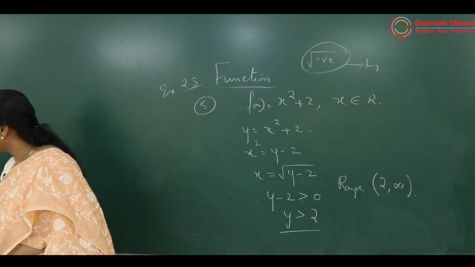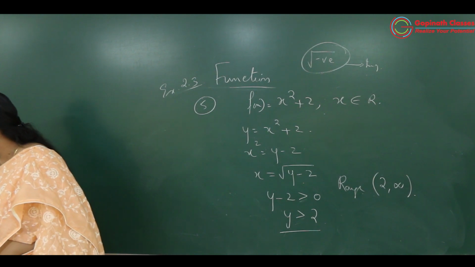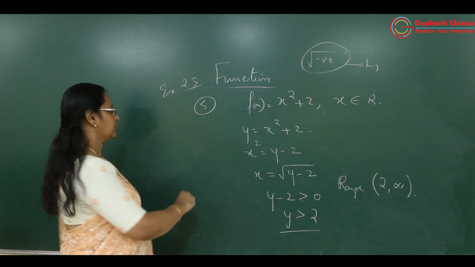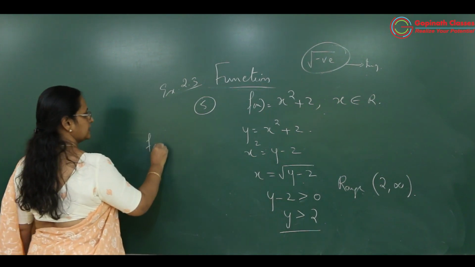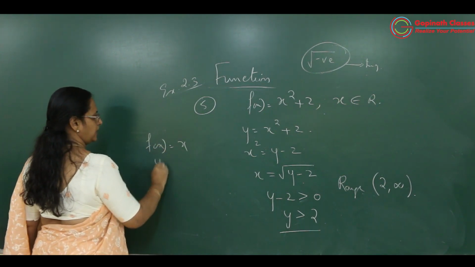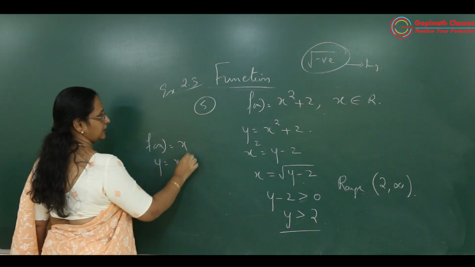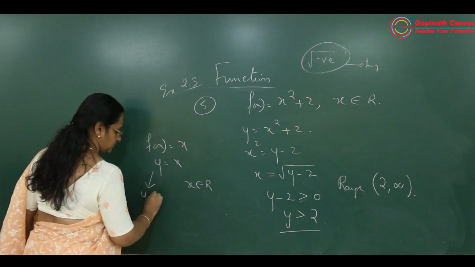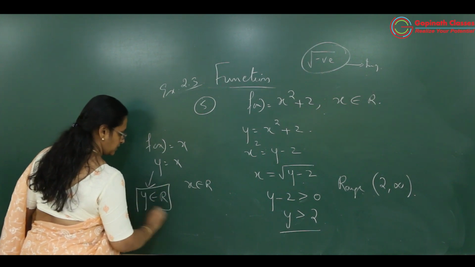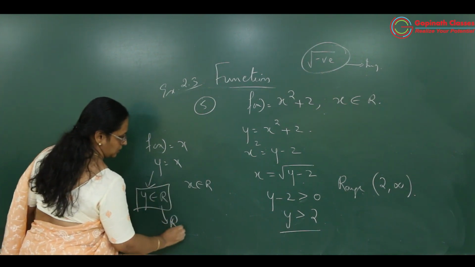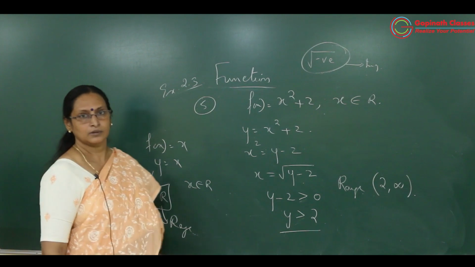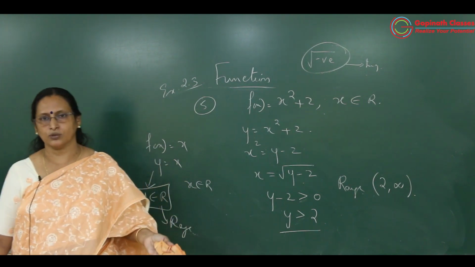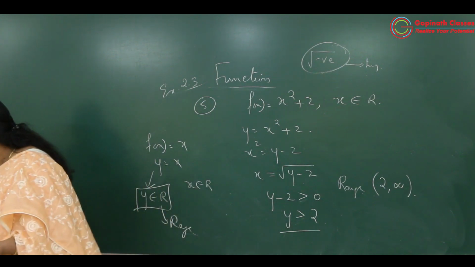Okay. And come to the third question. It is f(x) is equal to x, and x is a real number. f(x) is equal to x. That means y is equal to x. And it is given x belongs to R. So y also belongs to R. So what will be the range? This is the range. Range is real numbers. Domain is real numbers and domain x is equal to y. So y is also a real number. So hope you understood this.